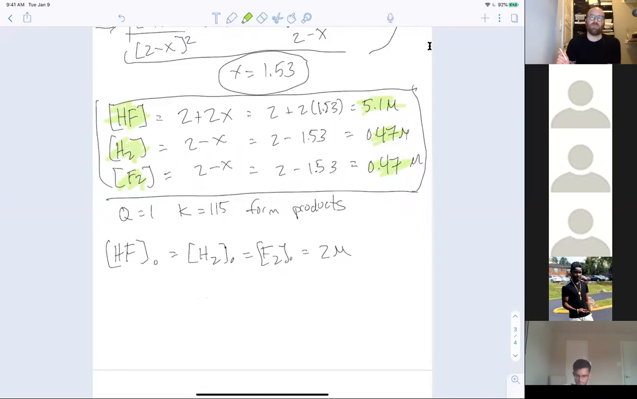Yeah, I just wrote them in the wrong order. Sorry about that. Let's see. The only other thing that I would say you can do to make sure you're right is to go ahead and plug these things back in for K. So if K should equal 115, I should be able to plug these values back into my K expression.